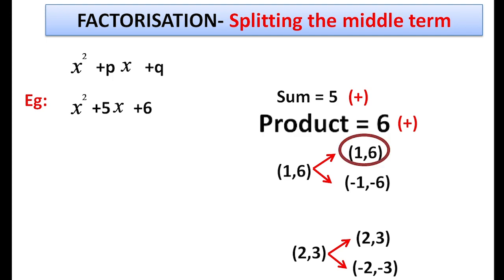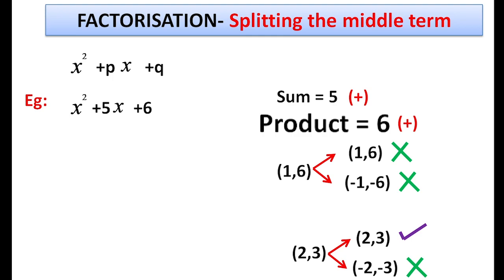Here first pair is 1, 6, and after adding 1 and 6 it will not be 5. So we cannot take that pair. Second pair is minus 1, minus 6. There also the sum will not be 5. So that pair also we cannot take. Then the third pair is 2, 3. After adding 2 and 3 we will get 5. So that is the correct option. And the last pair also we will check, negative 2 and negative 3. After adding negative 2 and negative 3 we will not get 5. So that option is also wrong. Anyway, one option only will be correct.